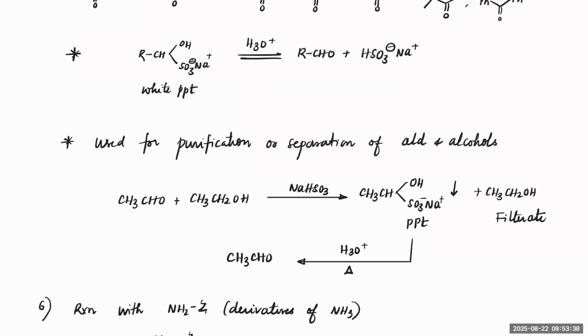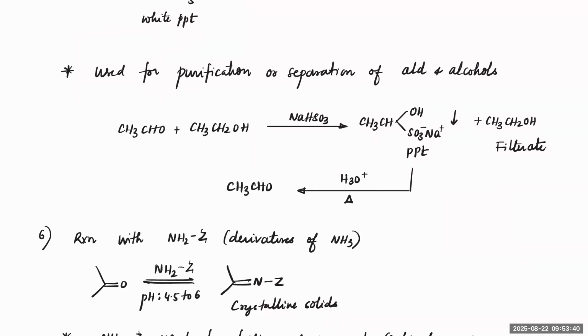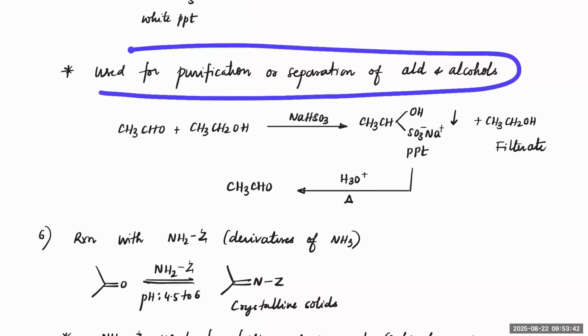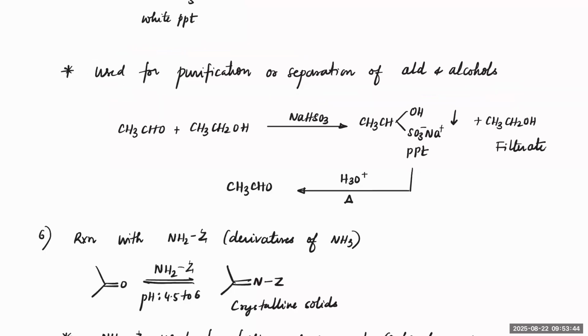Okay. Now used for purification or separation of aldehydes and alcohols. How is it used? Imagine I have an aldehyde and alcohol mixed. I treat with NaHSO3, and this will form precipitate first. Alcohols will be filtered out. And once you get precipitate, again you heat it in the presence of acidic medium, you will get an aldehyde dissolved. Got it?